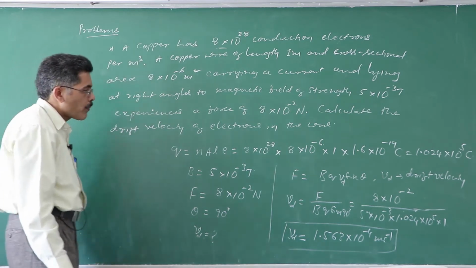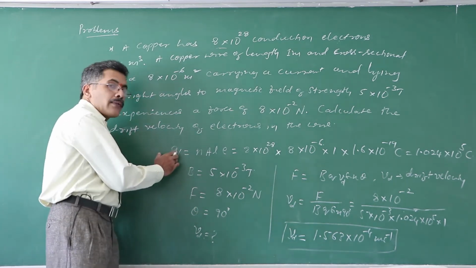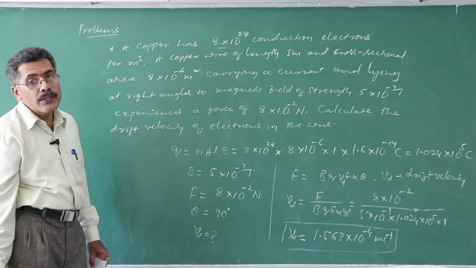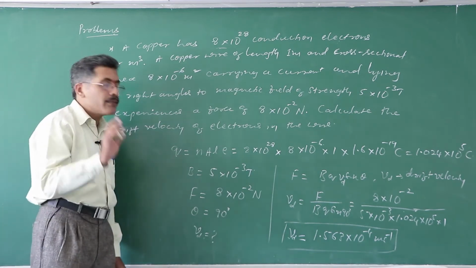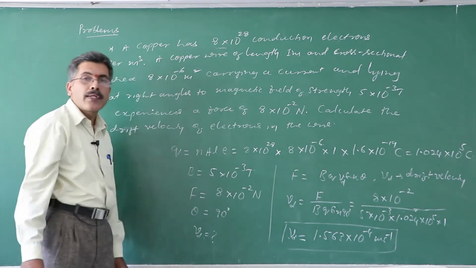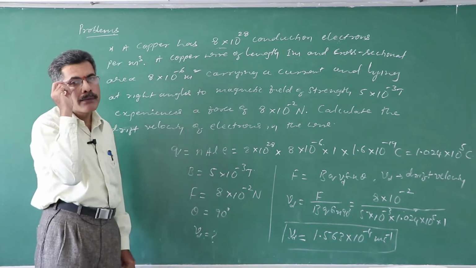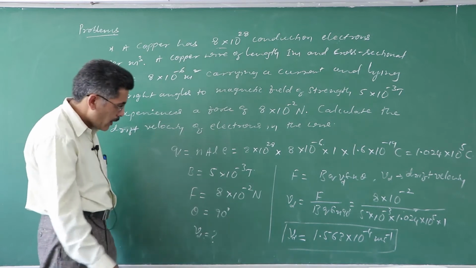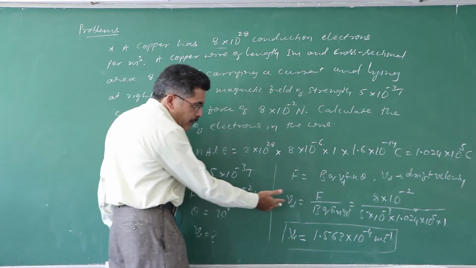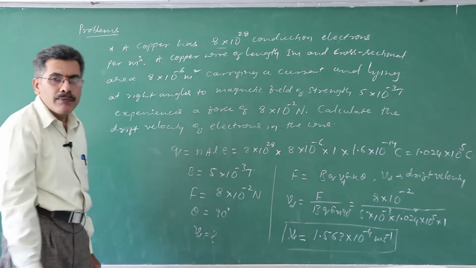Here, first I have considered the total charge associated with the conductor. Since this current carrying conductor is kept in a magnetic field, it experiences a force, and that force is given, and we have determined the drift velocity.